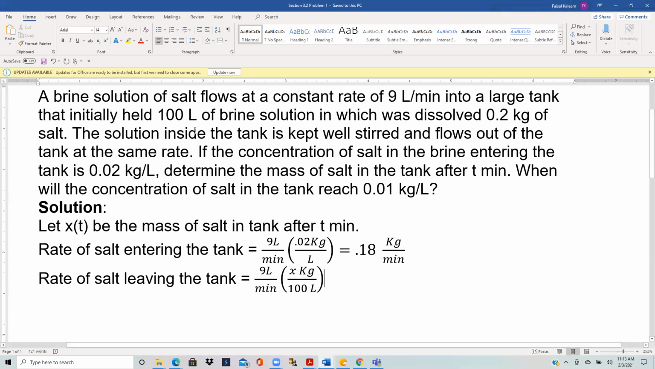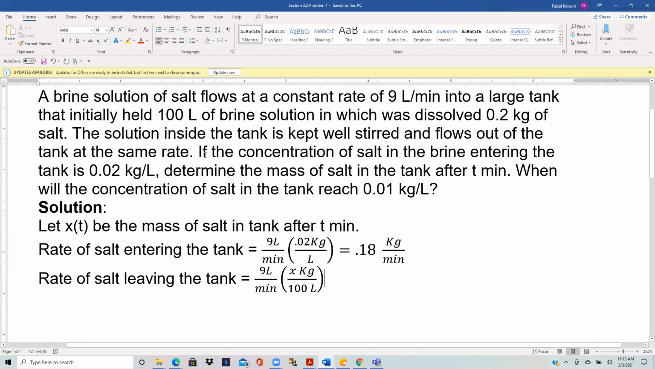A brine solution of salt flows at a constant rate of 9 liters per minute into a large tank that initially held 100 liters of brine, in which was dissolved 2.2 kilograms of salt.